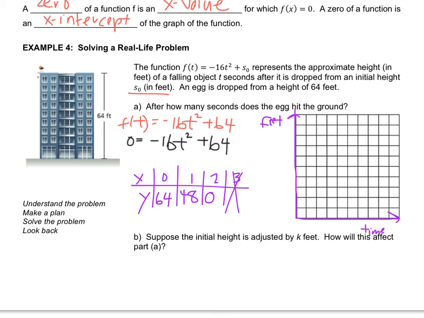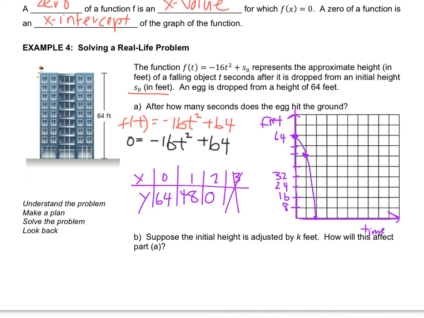So if I need to go to 64, I can go by 8s. I guess that's the best I can do. So that'll be 64. All right, so there's a dot right here at 0, 64. Then I have 1, 48 and 2, 0.